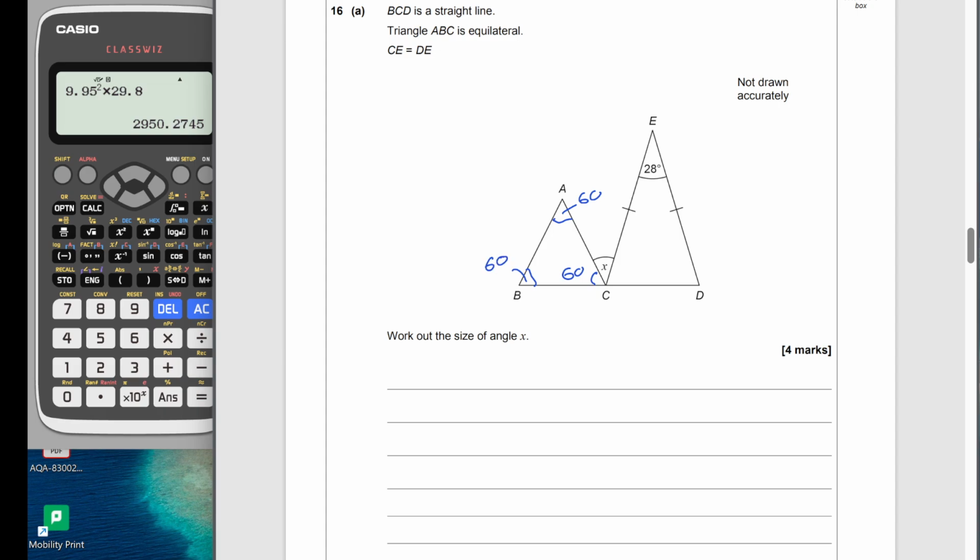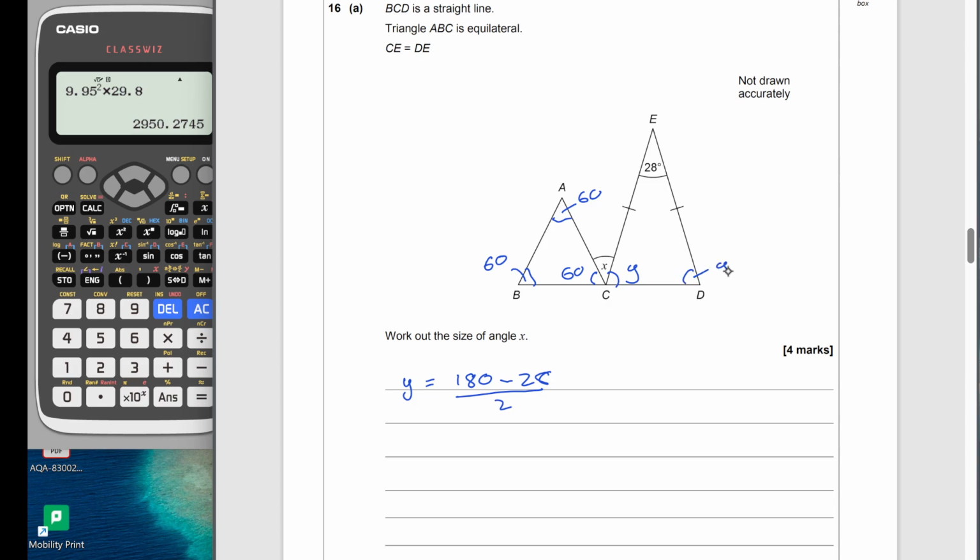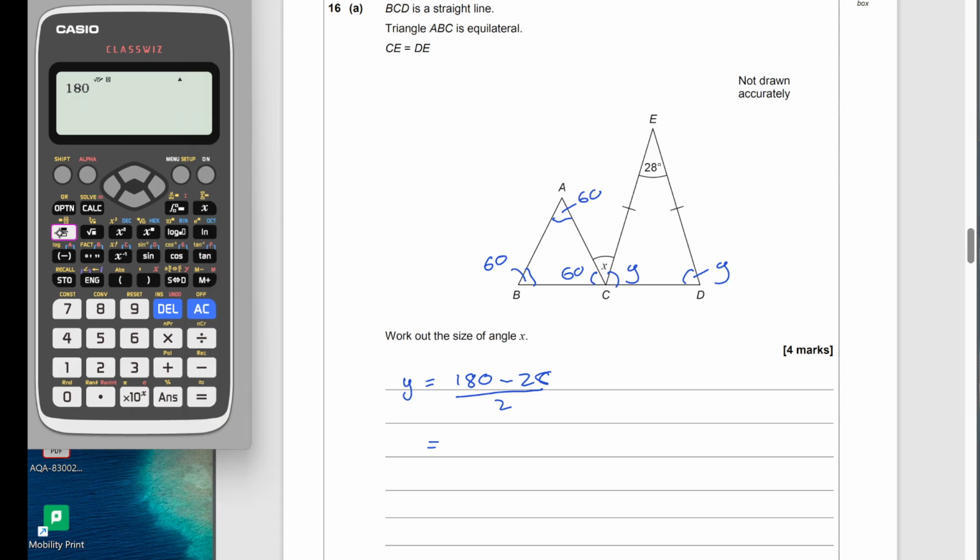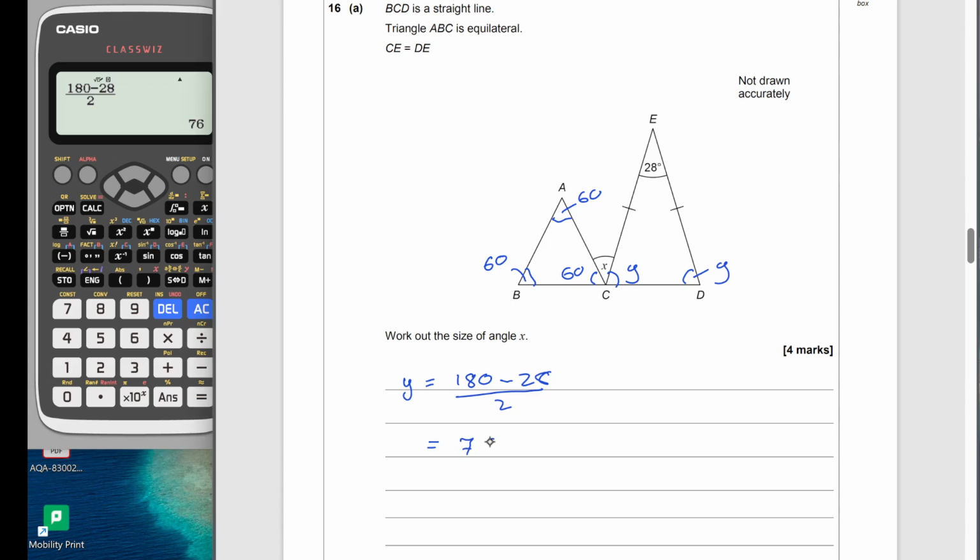So we need to work out this angle here, which I'm going to call y for now. So y is going to be equal to, we've got an isosceles triangle, so 180 minus 28 divided by 2, because in theory that would also be y. So that would be equal to, and I'll type it in just like that. I've shown what I'm going to do: 180 minus 28, divided by 2. So that angle there is going to be 76.